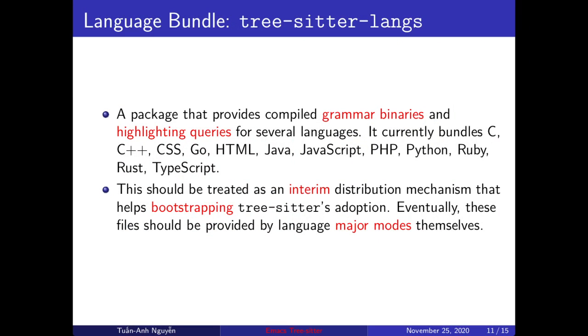Since the language objects are actually native code, they have to be compiled for each platform that we want to support. This could become a big obstacle for tree-sitter adoption. Therefore, I've created a language bundle package, tree-sitter-langs, that takes care of pre-compiling the most common grammars for all three major platforms. It also takes care of distributing these binaries and provides some highlighting queries for some of the languages. It should be noted that this package should be treated as a temporary distribution mechanism only, to help with bootstrapping tree-sitter's adoption. The plan is that eventually these files should be provided by the language major modes themselves. But in order to do that, we need better tooling. So we're not there yet.